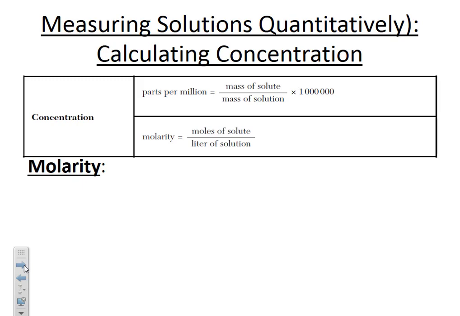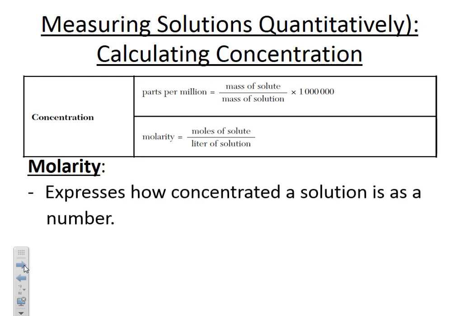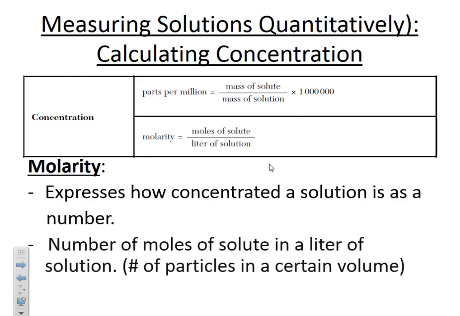When we talk about something that's 6 molar, what does that mean? Well, we set up the ratio of 6 over 1,000. What 6 over 1,000 milliliters means is that there's 6 moles per 1 liter of fluid. In this case, water. So when you're looking at molarity, it expresses how concentrated a solution is as a number. So you can see that it's moles of solute per liters of solution. If you have a 6 molar solution, then that means you have 6 moles of solute per 1 liter of solution. Also with molarity, it's the number of moles of the solute in a liter of solution. So again, we're looking at number of particles in a particular volume.